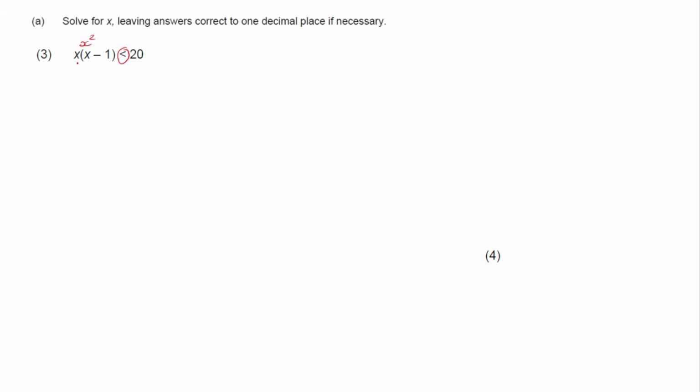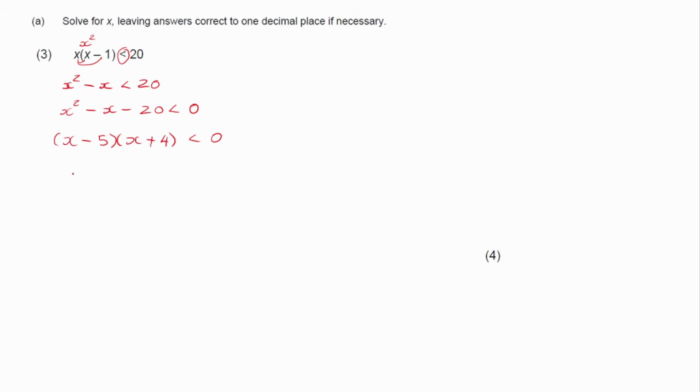Let me show you. We're just going to distribute this x over here and here. We're going to get x squared minus x is less than 20. So we bring over that 20 and we get this, less than 0. Now we could use a calculator like before, or we can just factorize this. It should be a plus, less than 0.